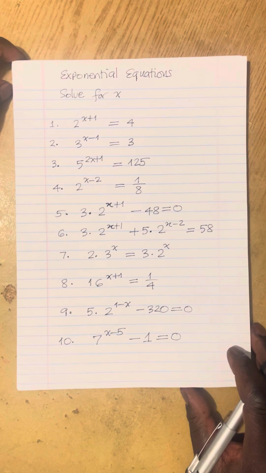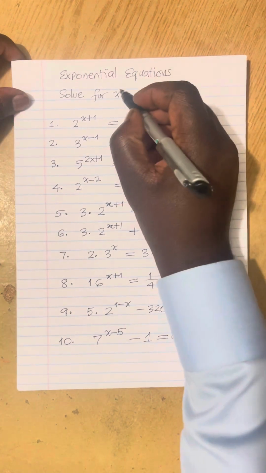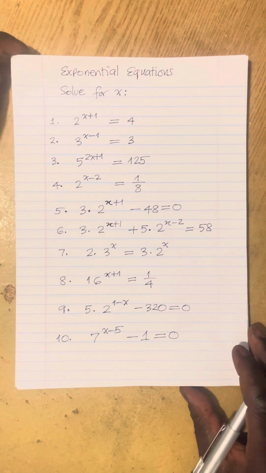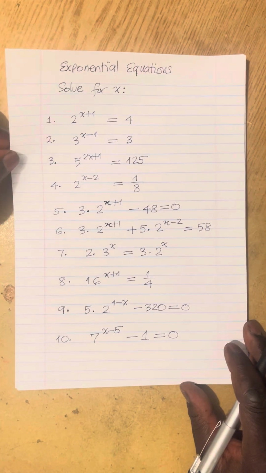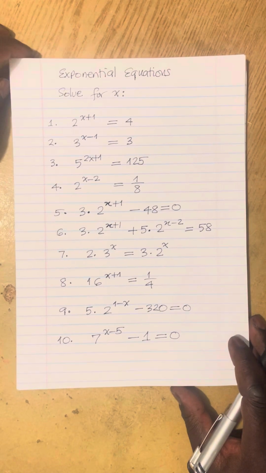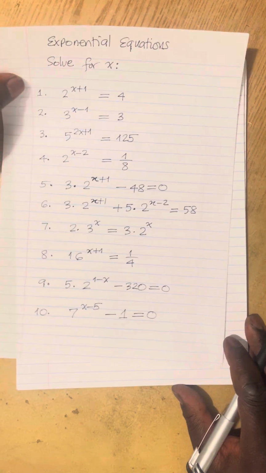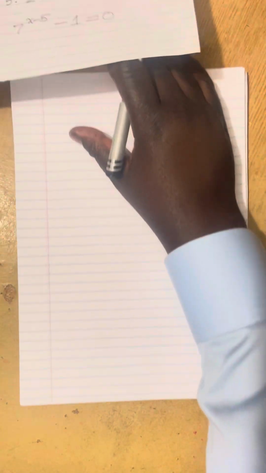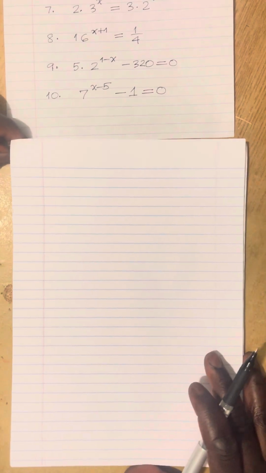Question 1, of course, we're solving for x. Question 1 says 2 to the power x plus 1 is equal to 4. Now, in order for us to solve this equation, we need to make sure that the base on the left is the same as the base on the right-hand side. So how do we change 4 to base 2? Let me show you how we do it.